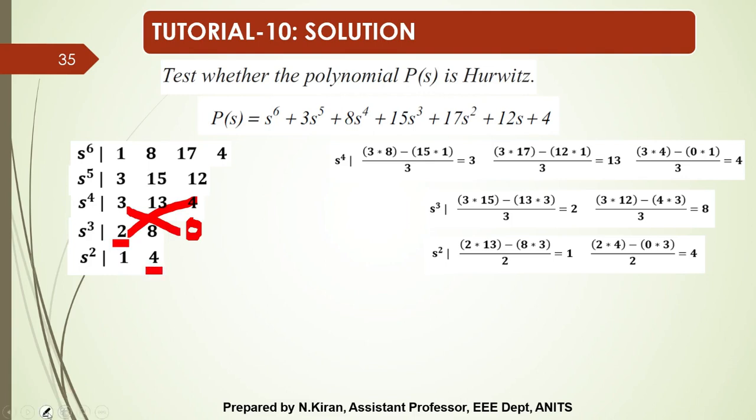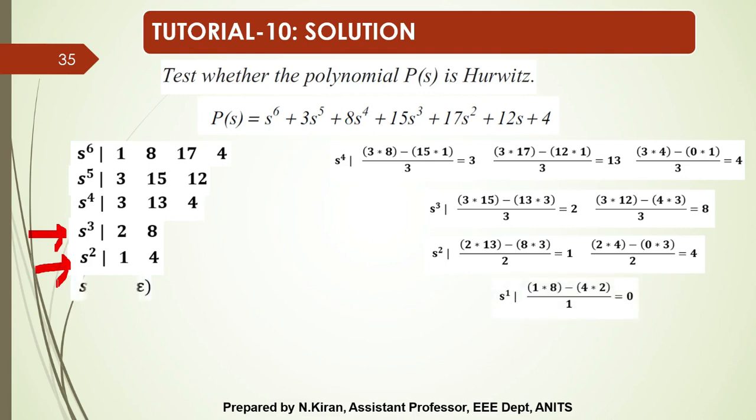For the next row, s power 1, we now consider the rows s square and s cube and find the row corresponding to s power 1. For s power 1, 1 into 8 minus 4 into 2 divided by 1 gives me the value of 0. We will not get the remaining elements because there are no elements present here, so there is no other element in the row corresponding to s power 1.